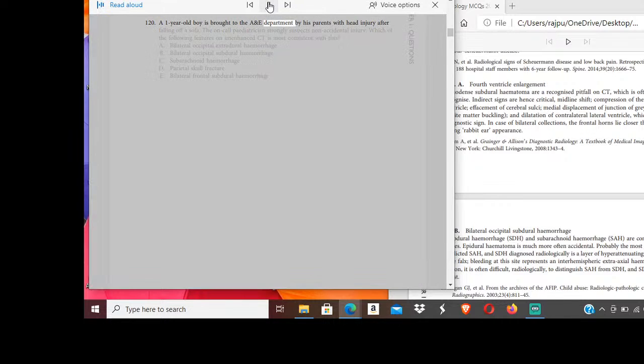Boy is brought to the A&E department by his parents with head injury after falling off a sofa. The on-call pediatrician strongly suspects non-accidental injury. Which of the following features on unenhanced CT is most consistent with this? A. Bilateral occipital extradural hemorrhage. B. Bilateral occipital subdural hemorrhage. C. Subarachnoid hemorrhage. D. Parietal skull fracture. E. Bilateral frontal subdural hemorrhage.